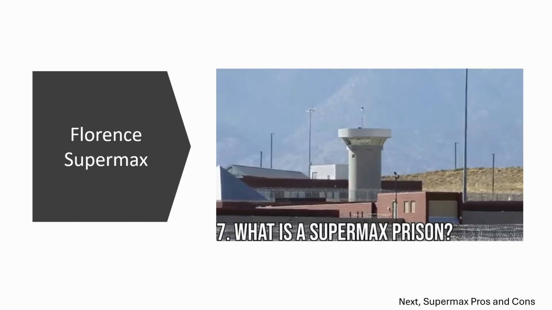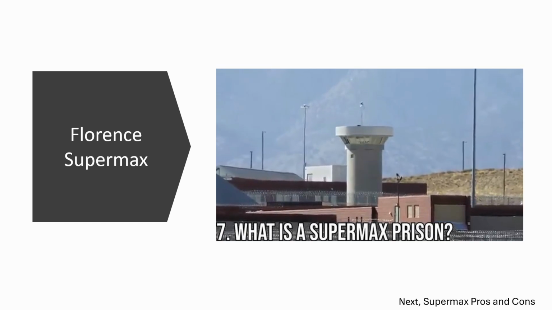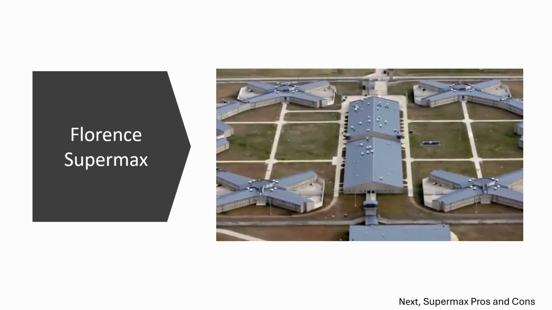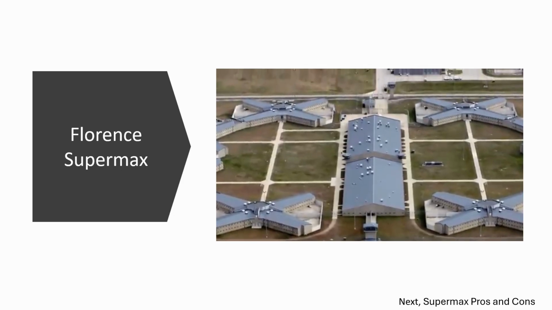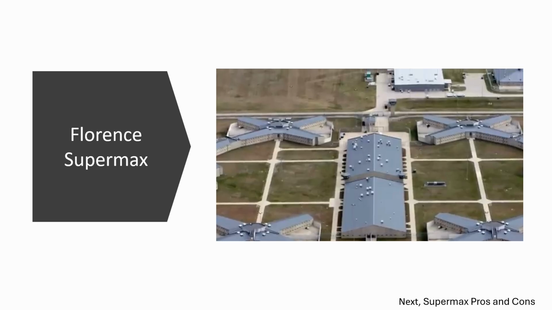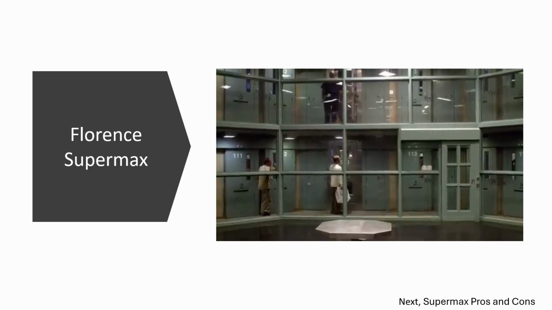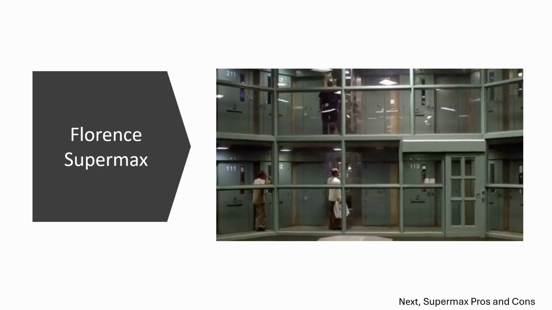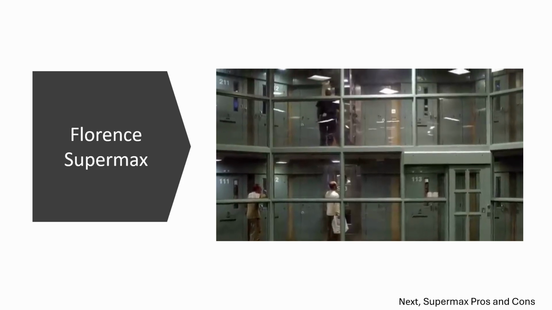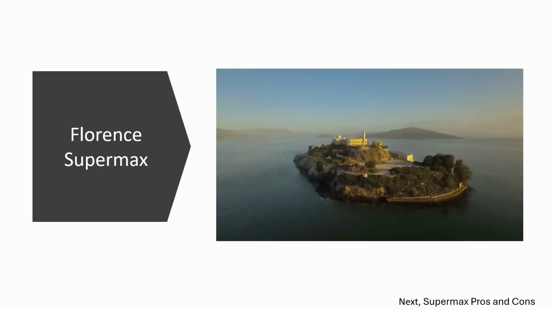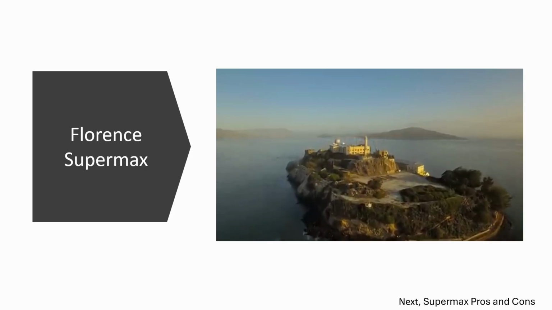Number 7. What is a Supermax prison? Supermax prisons are the highest level security prisons, designed to hold inmates that pose extreme security threats. Inmates have little to no time outside of their cells, very few activities, and very little contact with other humans. Alcatraz is considered to be an early example of what would become the Supermax model.